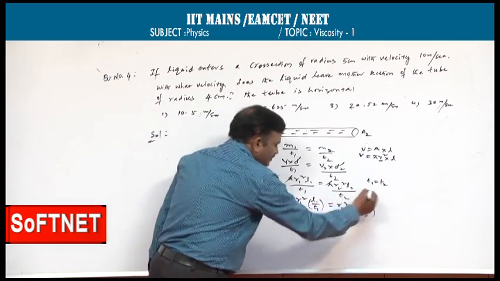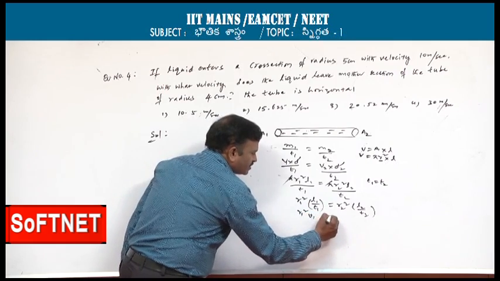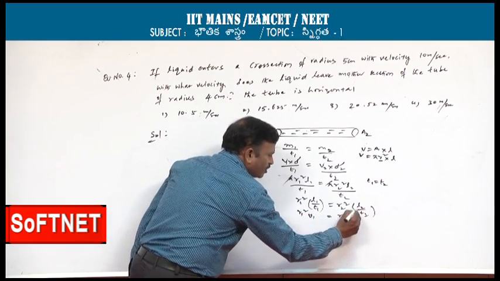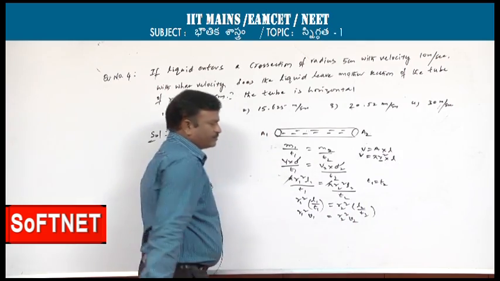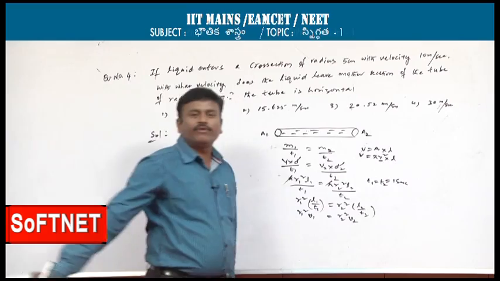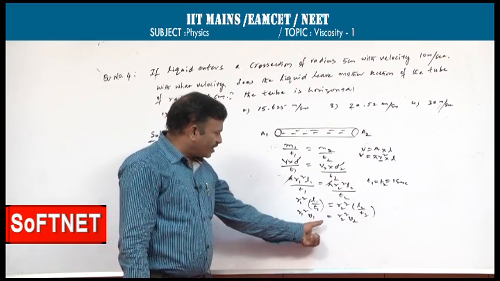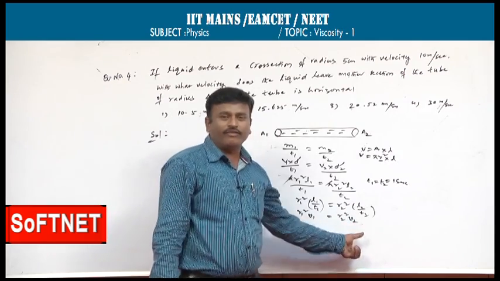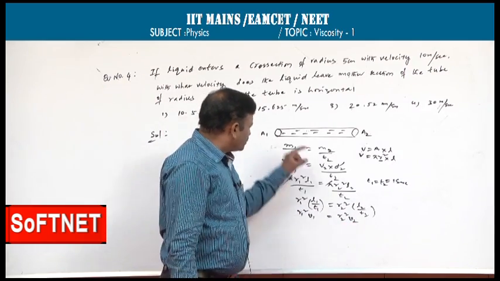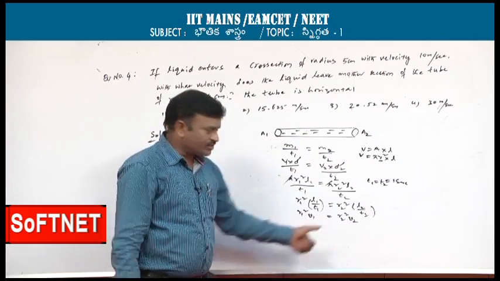Here R1 square into L1 by T1 is V1. Similarly, R2 square into L2 by T2 is V2. I am taking T1 equal to T2 equal to 1 second. So R1 square into V1 is equal to R2 square into V2. Here the radius of cross section is changing, and the velocity is also changing.